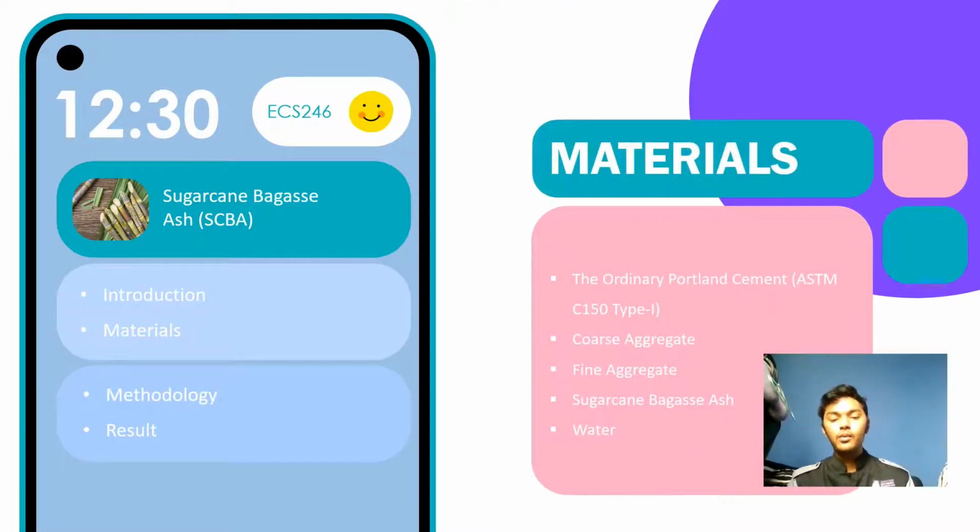For the material that we use in sugarcane bagasse ash, first is the ordinary Portland cement, second is coarse aggregate, and third is fine aggregate, and then number 4 is sugarcane bagasse ash, and the last one is the water.